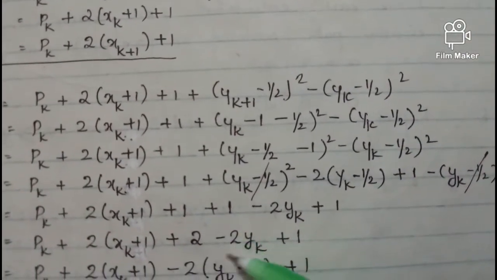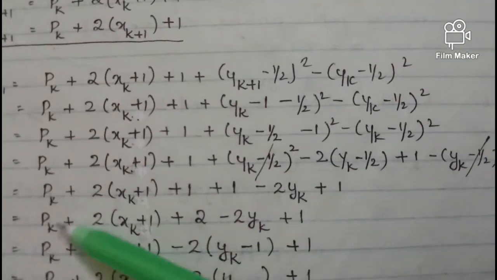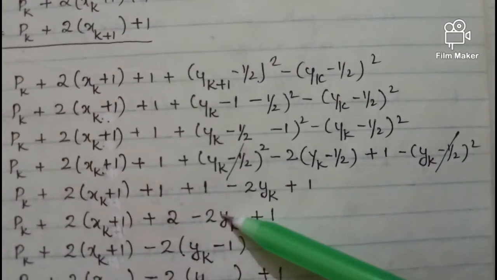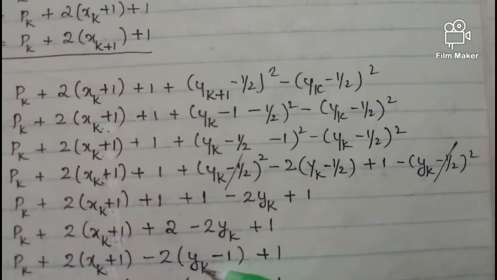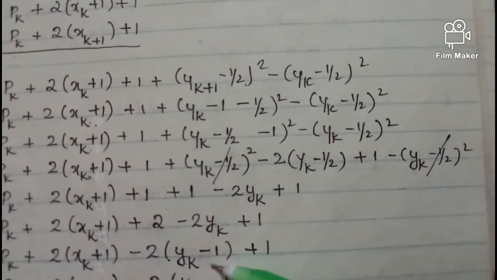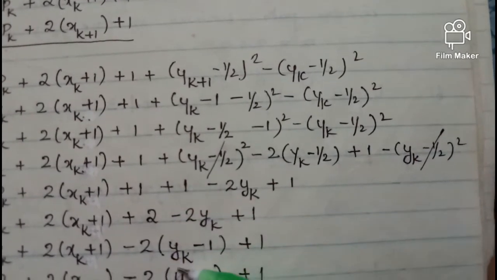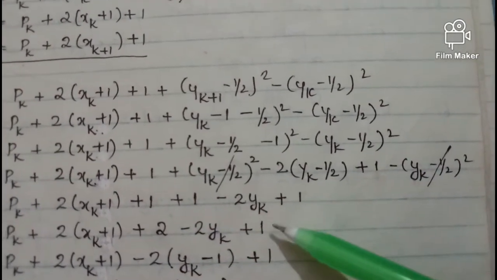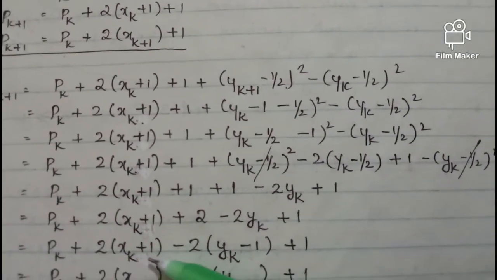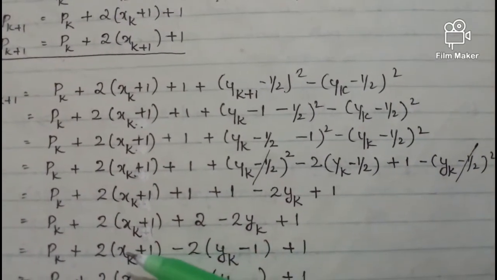Now I am going to group these 2 terms. In both these terms, minus 2 will be taken outside. So pk plus 2xk plus 1 minus 2 into, from this term if minus 2 is taken out, it will remain only yk. From this term if I am taking minus 2, it will have minus 1. So when I combine these 2 terms, I will get minus 2 yk plus 2. So these 2 terms are combinedly written as minus 2 into yk minus half. Then the last term 1. So this is the value I am getting: pk plus 2 times xk plus 1 minus 2 times yk minus 1 plus 1.